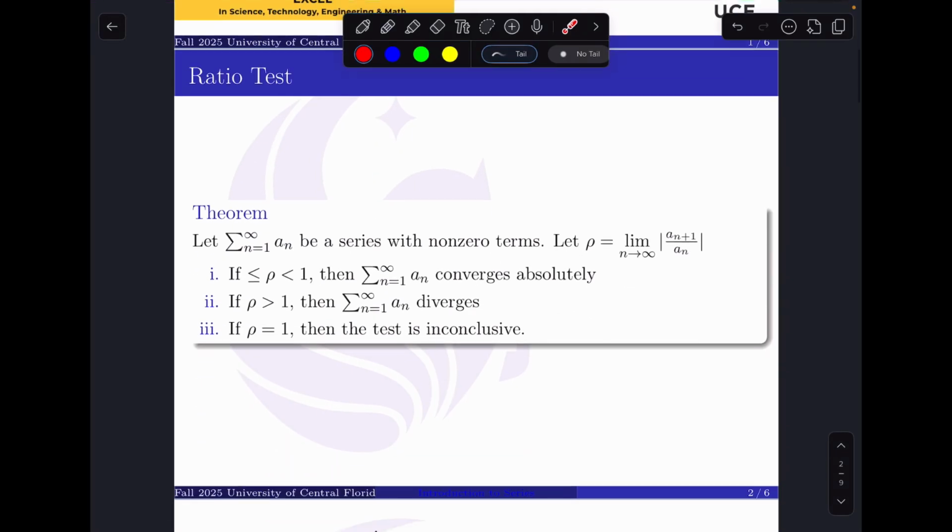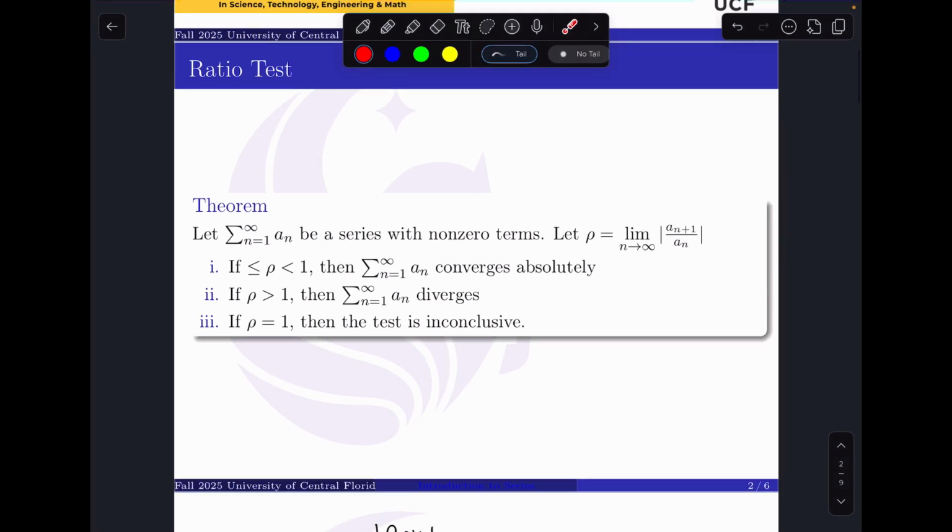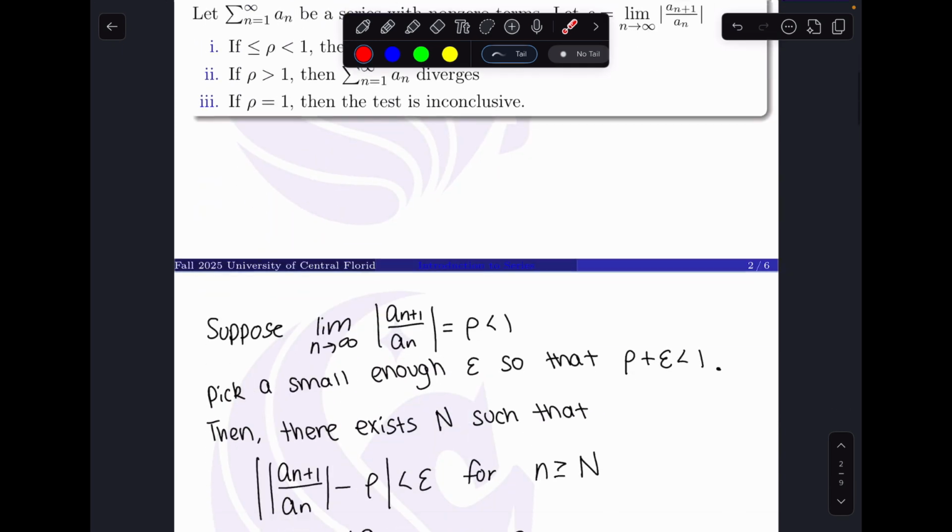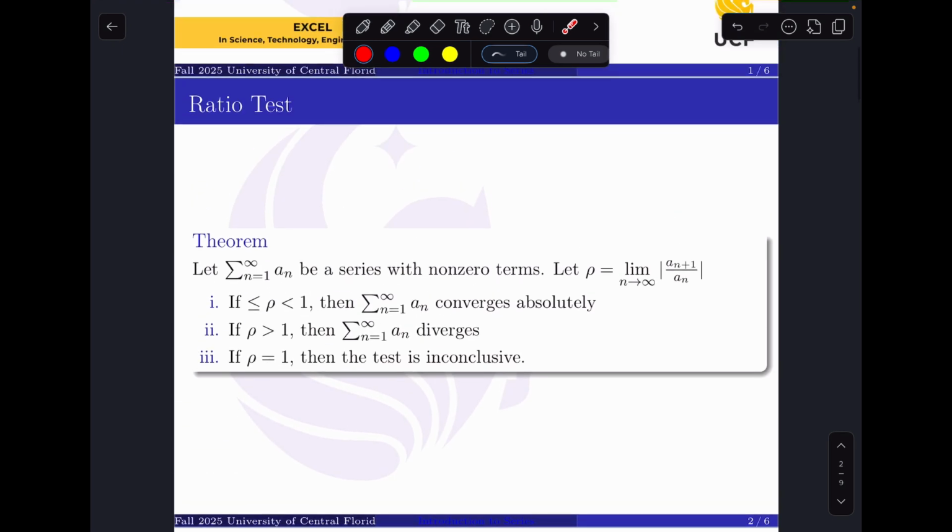Okay, so we're going to go over the ratio and root test. For these notes, I actually pre-annotated them, and I'm going to walk you through with the laser to make the video a little shorter than the last one. All right, so let's start talking about the ratio test.